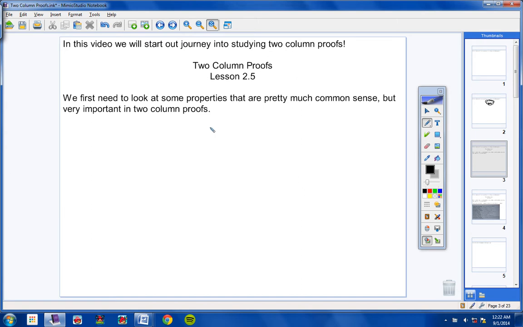Okay, moving on. We first need to look at some properties that are pretty much common sense, but very important in two-column proofs. It's math that you've known pretty much your whole mathematical life, but we really need to go over these and just review, okay?